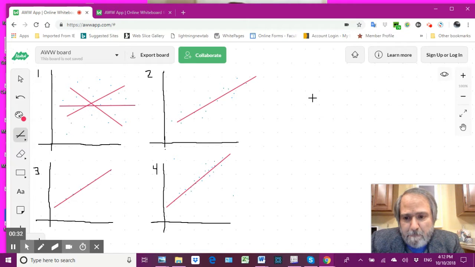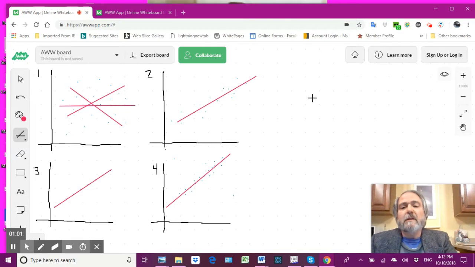In this video, I want to introduce you to the idea of regression, linear regression, and explain some of the things to look at when you see a regression line reported in a scientific paper, and what it means when you see things like R squared equals this, R equals that, and so forth.